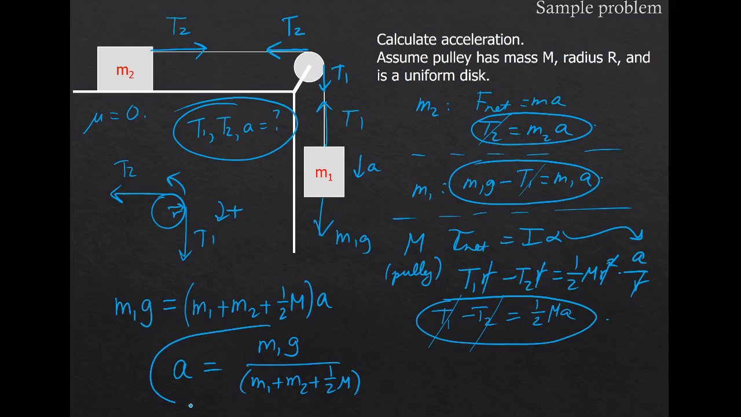This is kind of cool because this is yet another example of the net force on the system, which is M1G, divided by the total mass of the system. I'll label that M total. It's not the same thing as big M.